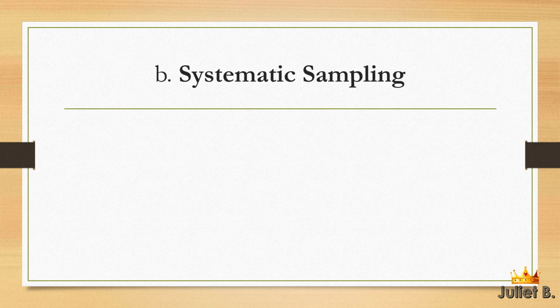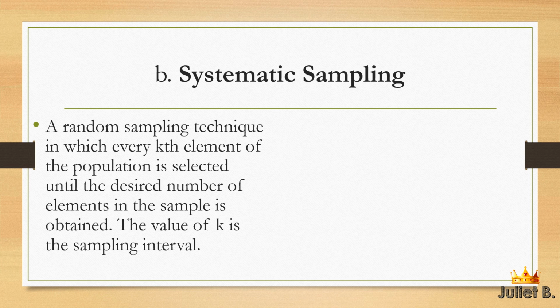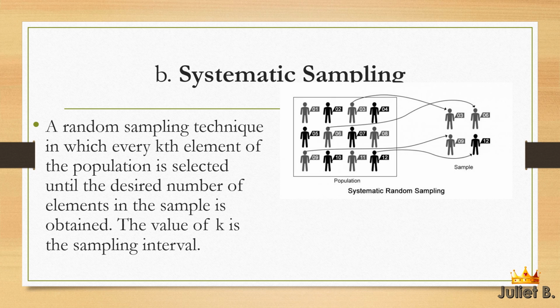Pangalawang type ng random sampling ay systematic sampling. Ito naman, a random sampling technique in which every k element of the population is selected until the desired number of elements in the sample is obtained. The value of k is the sampling interval. So may interval siya, common interval.